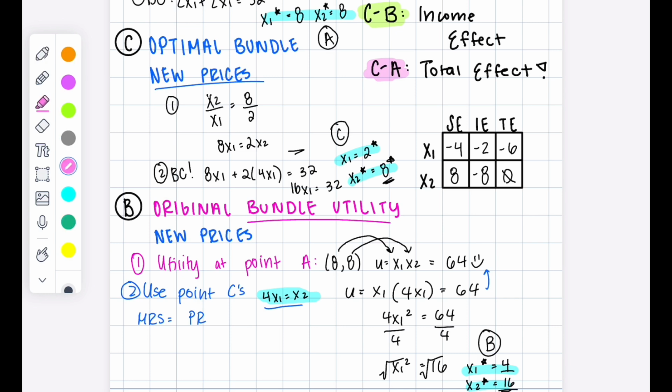Another key to this is if you did everything correctly, the substitution plus income effect should equate to that total effect, and here we have negative 4 minus 2 is in fact negative 6, so everything went well. And then 8 minus 8 is 0. So everything went well here.